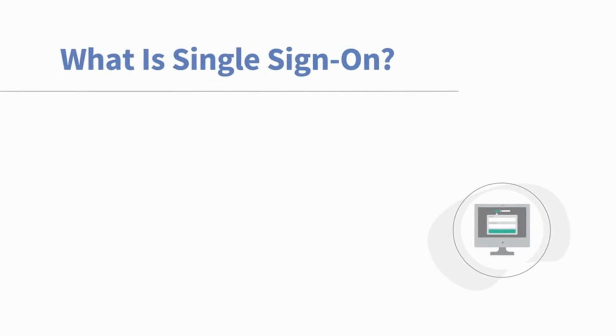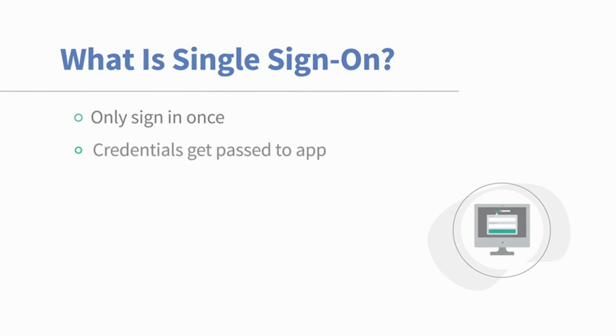Single sign-on is a way to allow a user to enter their username and password once, and then when they open applications, the credentials get passed on to the application where it logs the user in without having to enter their credentials again. Single sign-on is already available when you have a Microsoft 365 account.